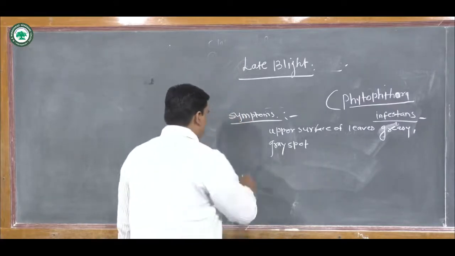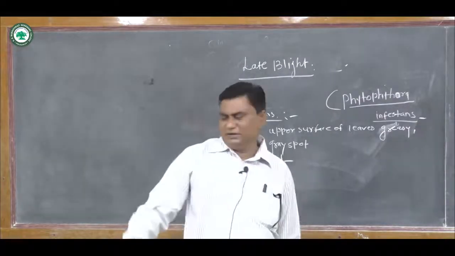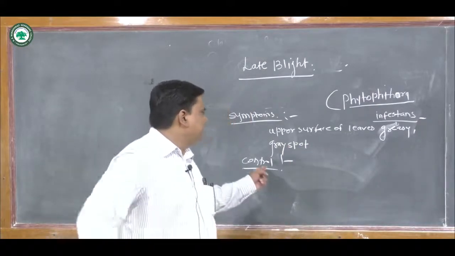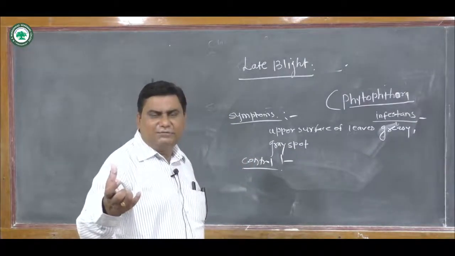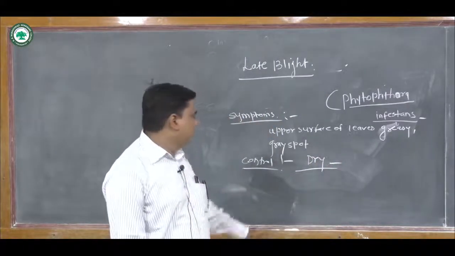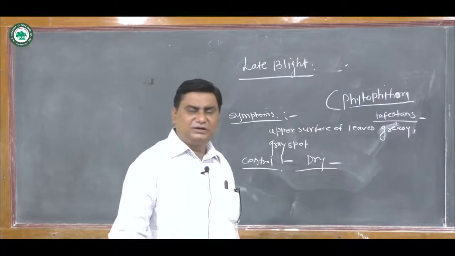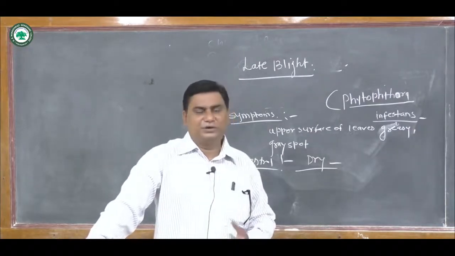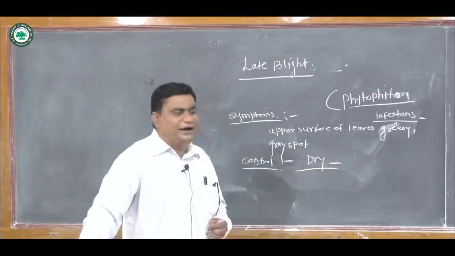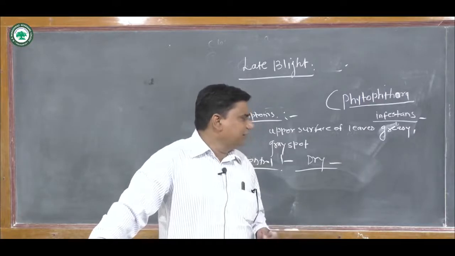Then what are the control measures of the disease? Keep the foliage dry. This is the simple control measure in the case of late blight. Then avoid over watering, because if there is over watering, there is again a chance of spread of the disease. Avoid over watering, especially late in the day.